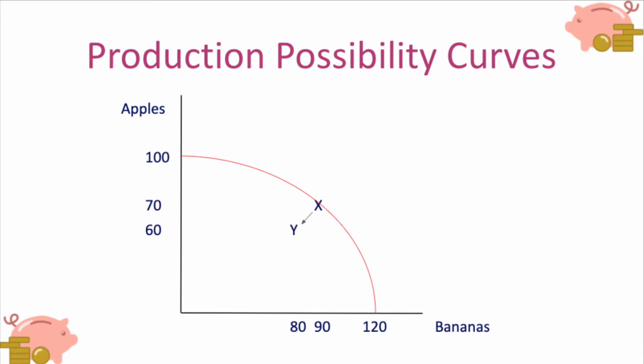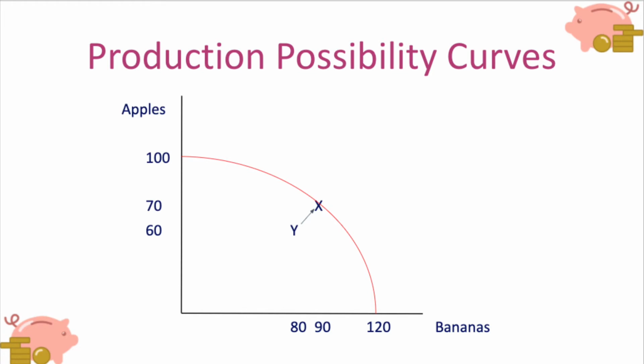As well as opportunity cost, we can use PPCs to show changes in employment levels. A movement from X to Y shows that the economy is not producing at full capacity. It could be producing a combination of 70 and 90, but it's only producing a combination of 60 and 80. That's because it's not using all of its available factors of production. If an economy is not using all of its available factors of production, we say that there is unemployment in that economy.